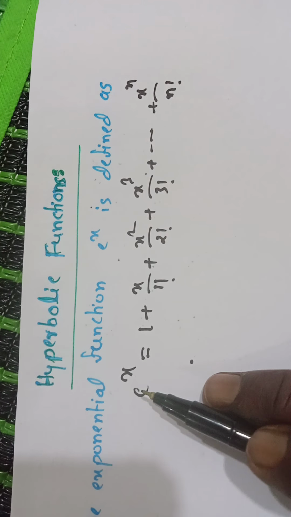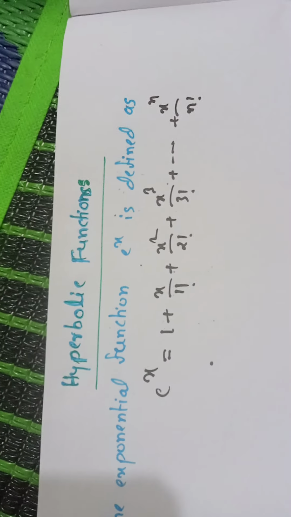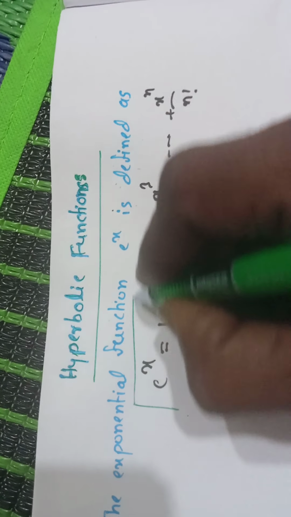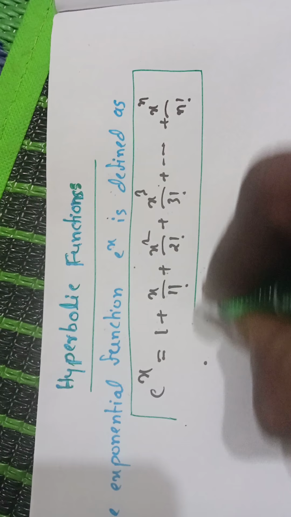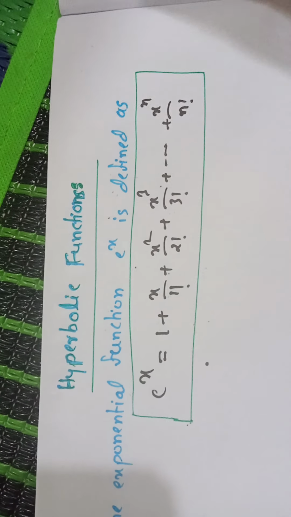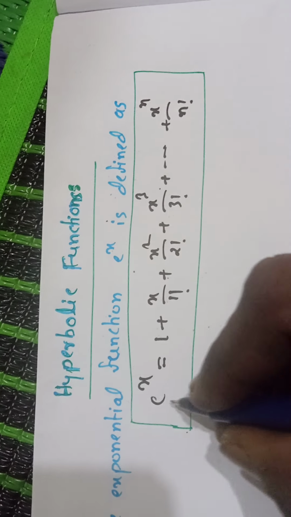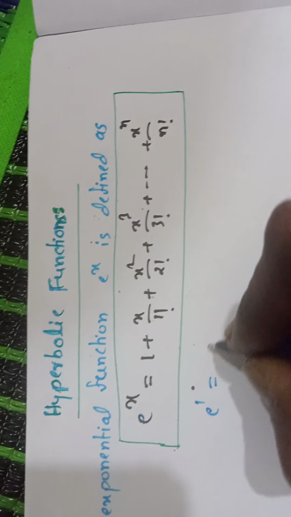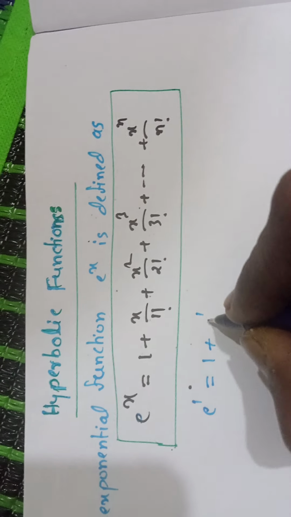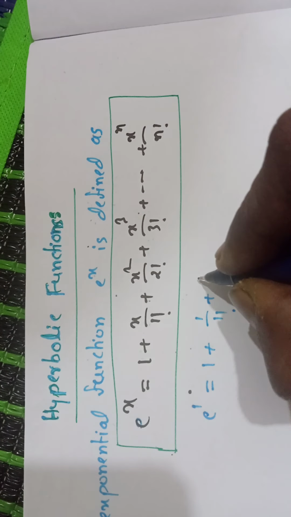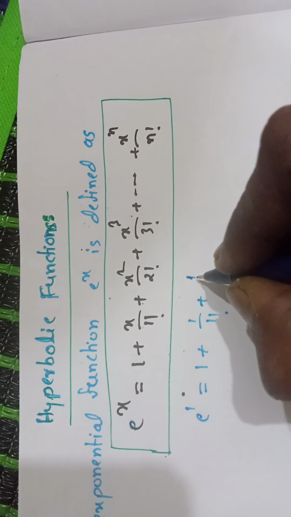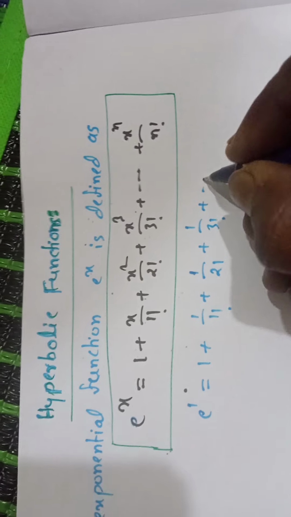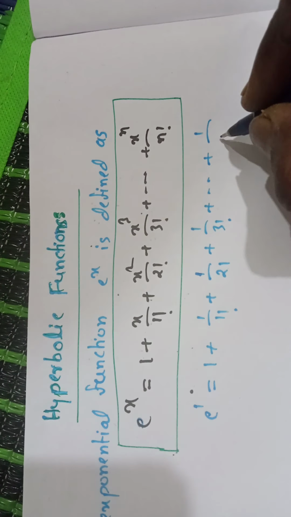So this is the series of e power x. Now look carefully at what I am doing with this series. I want to write 1 in the place of x. If I write 1 in place of x in this exponential series, then the series becomes 1 plus 1 by 1 factorial plus 1 square by 2 factorial. 1 square is nothing but 1 only, so 1 by 2 factorial, then 1 by 3 factorial. Like that you will get the final term, 1 by n factorial.